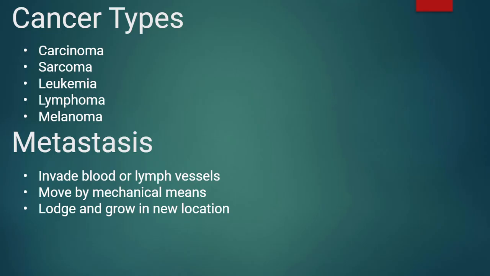They can also move by mechanical means, for example during surgery or when tumors press into nearby tissue. Once these cells travel, they can lodge in a new location and grow, forming secondary tumors. This is why cancer can spread from one organ, like the breast, to another organ, like the bones or lungs. So the key difference is the type of cancer tells us where it started, and metastasis tells us how far it has spread.